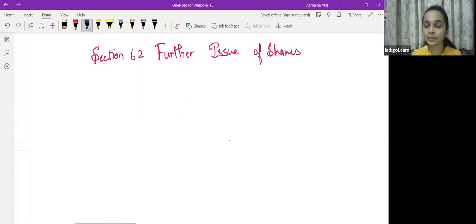So moving on to the next section, section 62. Now section 62 talks about further issue of shares. Now, what is section 62 talking about? Further issue of shares. Let's understand.